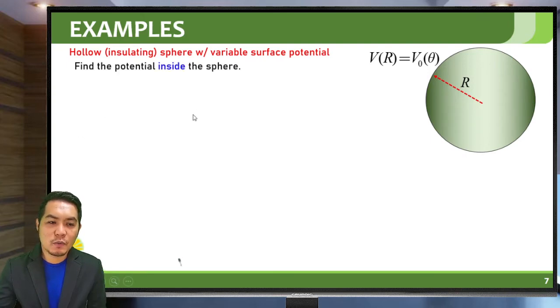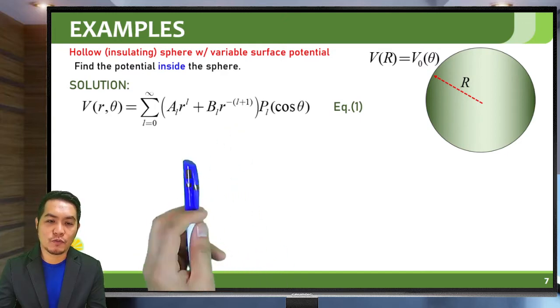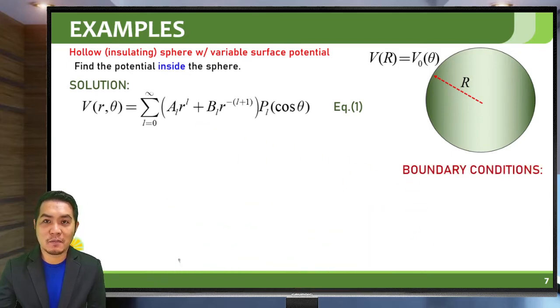Then we are asked to find the potential inside the sphere. So this is our general solution, of course. In order to convert this general solution to a specific solution to this problem, we need to have our boundary conditions first. The boundary conditions for spherical coordinates are much easier to remember as compared to Cartesian coordinates, because with Cartesian coordinates you usually have a box, and a box has 6 surfaces, so you have 6 boundaries. But for spherical coordinates, you usually only have 2 boundaries.